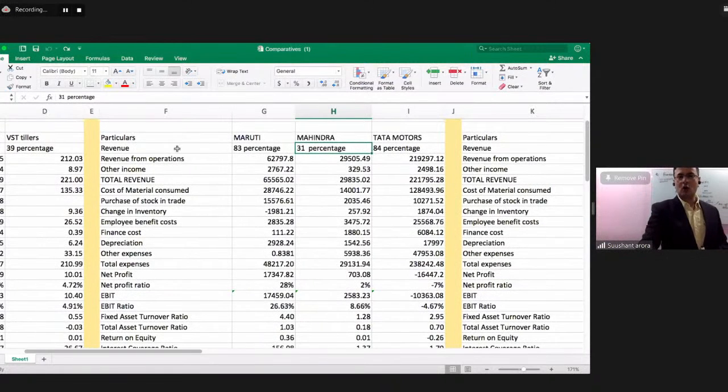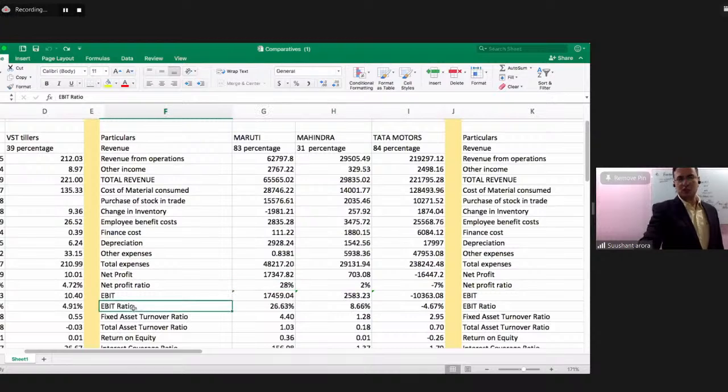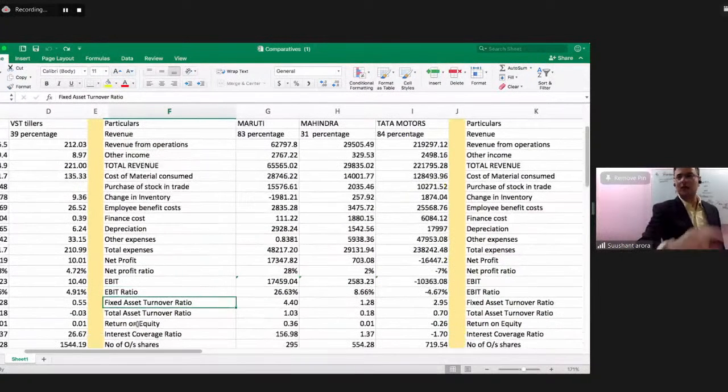So we have calculated all their revenues and their net profit, and Maruti is coming out to be the highest. Can you imagine? 28% net profit ratio as against 2%, and Tata Motors is -7%. All these things are seen there. Then you can have a lot of other ratios as well, let's say EBITDA, EBIT ratio, fixed asset turnover ratio, return on equity, whatever you want.